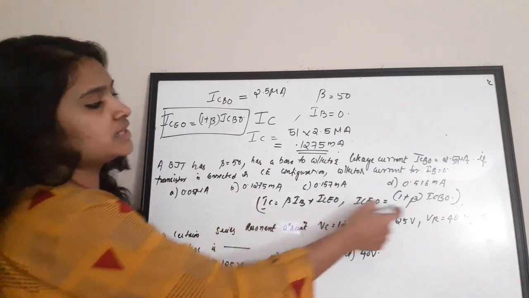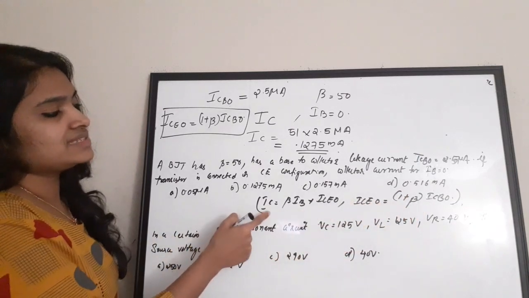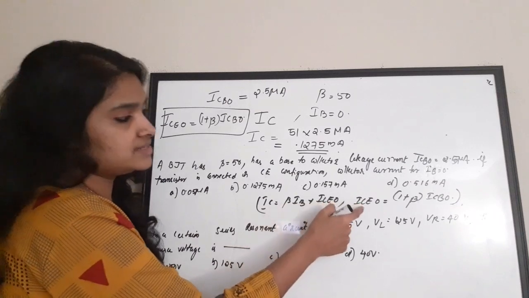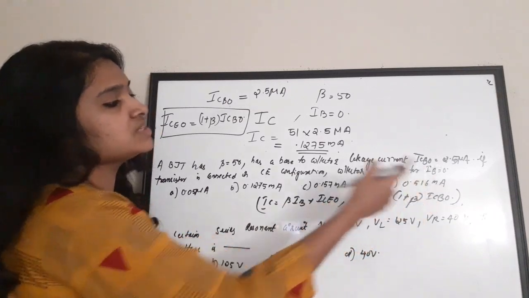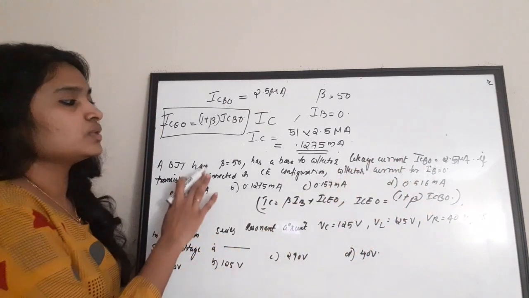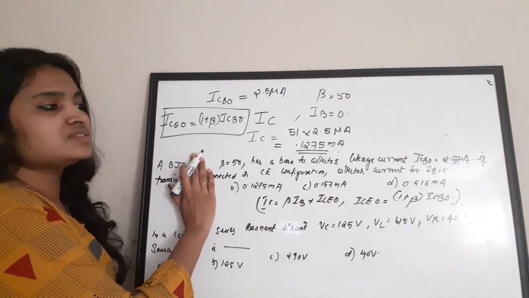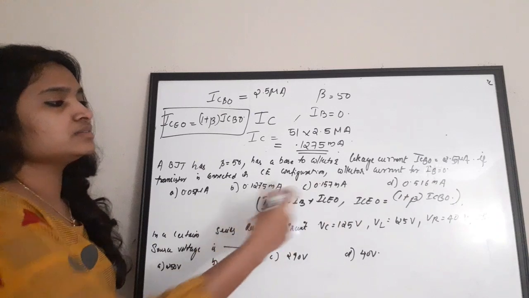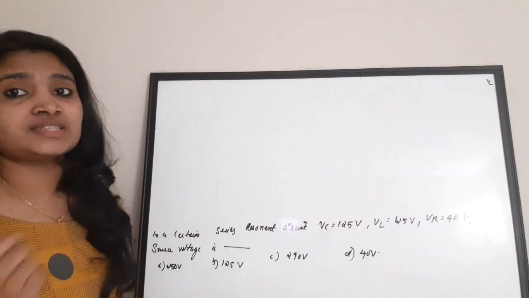And I have also written the important equation for this: IC is equal to beta times IB plus ICEO, where ICEO is 1 plus beta times ICBO. Just for you to note this down. Also, this is another type of question which is now commonly seen in question papers. So that is why I have written this equation. Moving on to the next question.